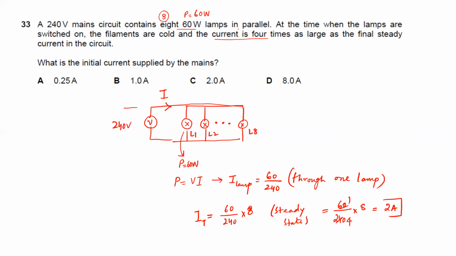And at the time when the lamps are switched on, the filaments are cold and the current is 4 times as large as steady state. Steady state value is 2 amperes. So I initial is 4 times 2 amperes, that is 8 amperes. So the answer will be 8 amperes.